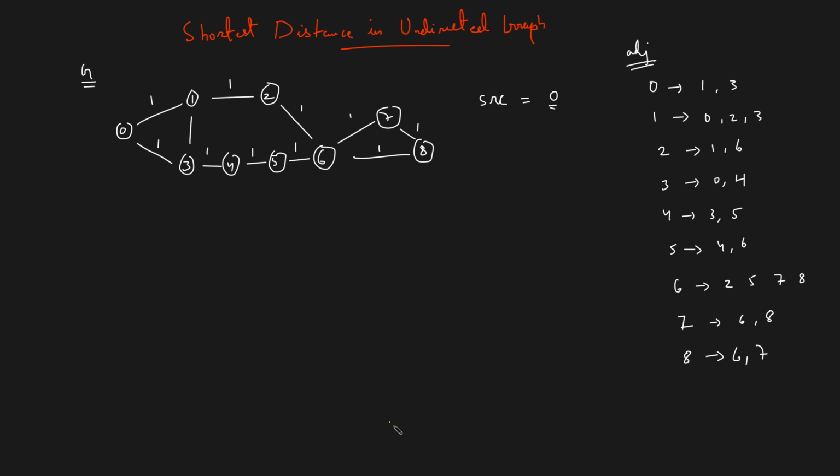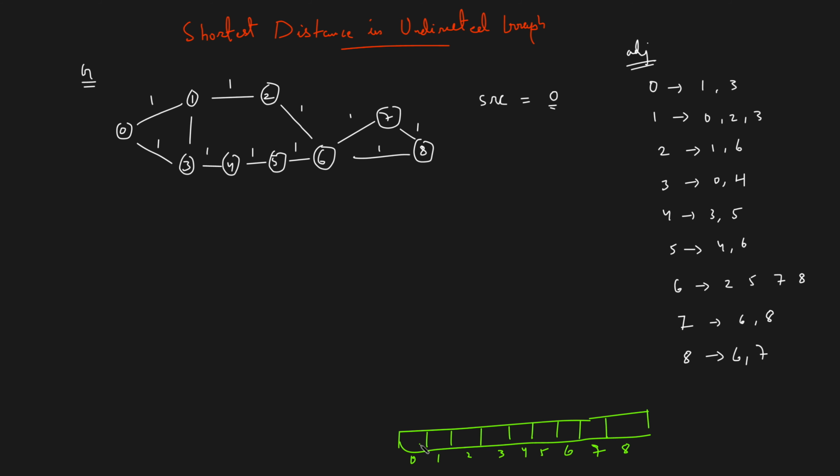So initially what you will do is, you will take a distance array. It will be of size similar to the number of nodes. So I can declare it of size 0, 1, 2, 3, 4, 5, 6, 7 and 8, because I have a total of 9 nodes. And make sure that everything is marked as infinity.